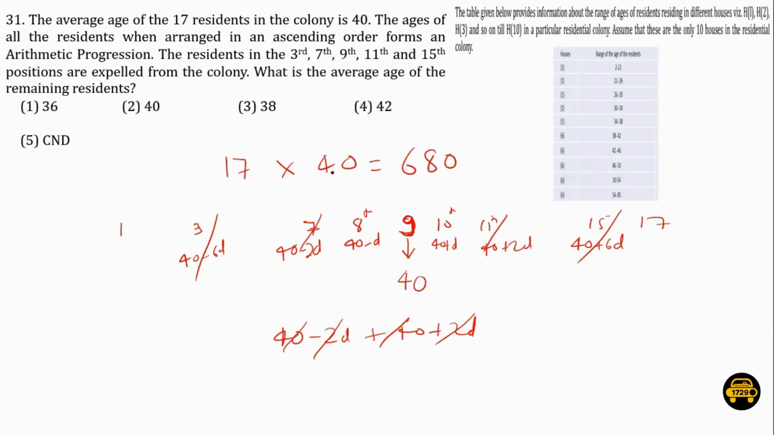Since there will be no impact on the average age, because the 9th one is equal to the average, the 7th and 11th cancel out each other, and the 3rd and 15th cancel out each other, the average of the remaining residents will always remain the same. So in this case, the answer to this question will be 40.